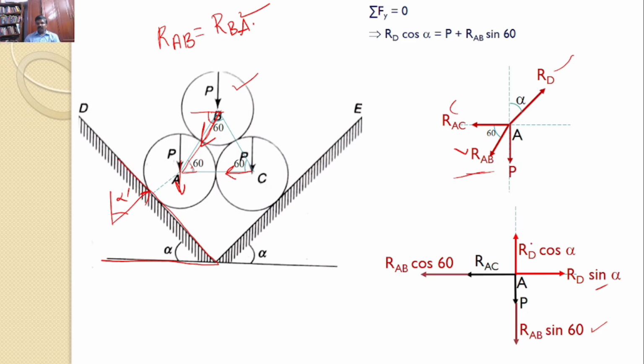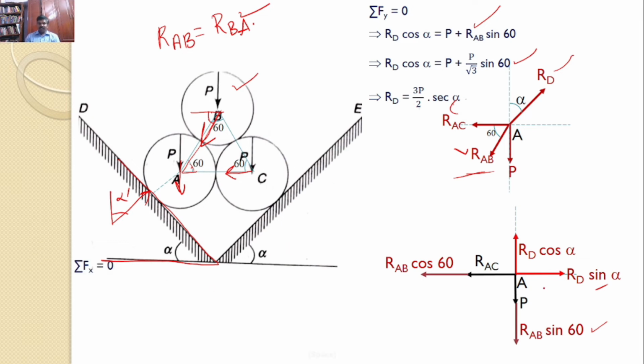So RD cos alpha is equal to P plus RAB sin 60. And here RAB value is known. So you can substitute RAB is equal to P by root 3, and you can say RD is equal to 3P by 2 into secant alpha. Upon simplifying, you will get RD is equal to 3P by 2 into secant alpha.